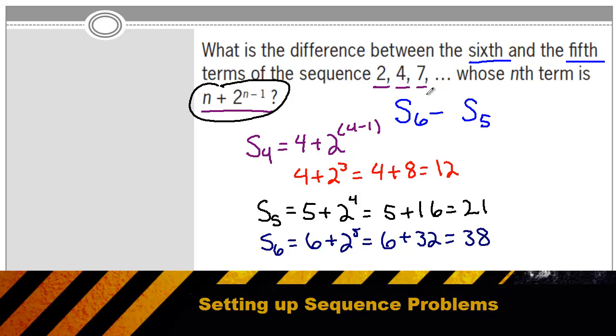And finally, I go back to my original question, which is my sixth term minus my fifth term, or 38 minus 21. So my final answer is simply 17.